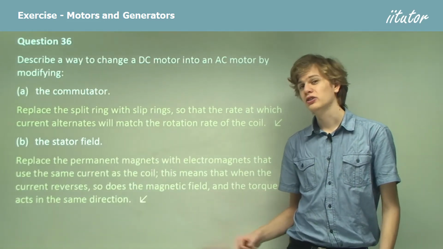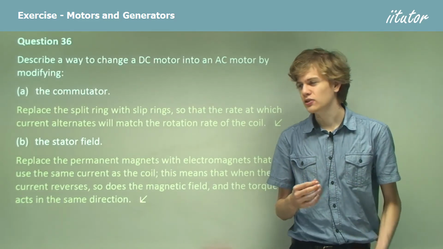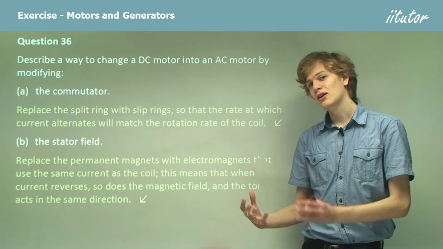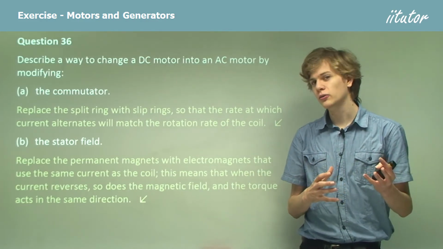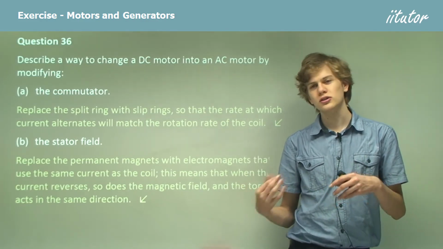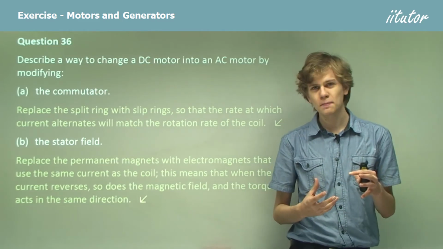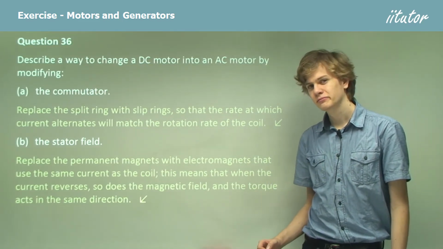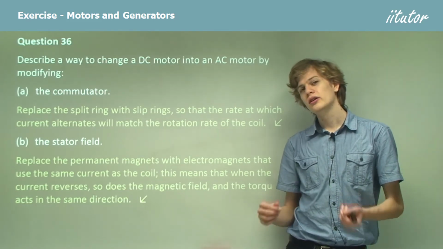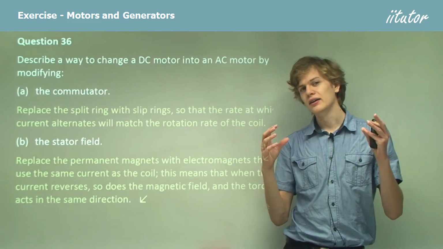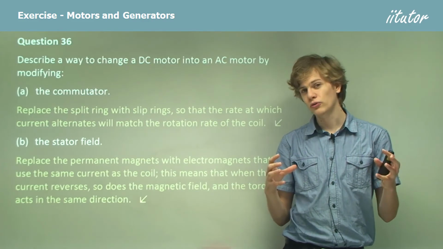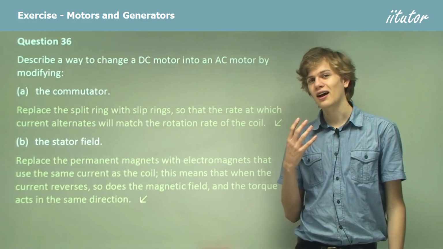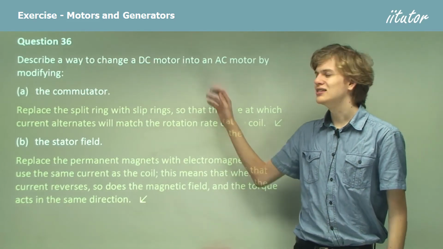Replace the permanent magnets with electromagnets that use the same current as the current that goes into the coil. This means that if we reverse the direction of the magnetic field and we reverse the direction of the current in the coil at the same time, it will still be turning in the same direction, right? So if we simply replace the static stator field with a changing stator field, then we produce a universal motor which can use an AC power supply.